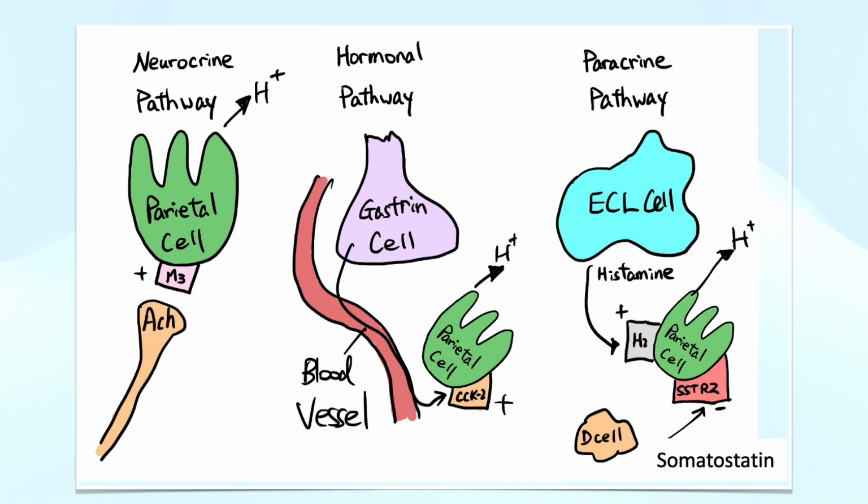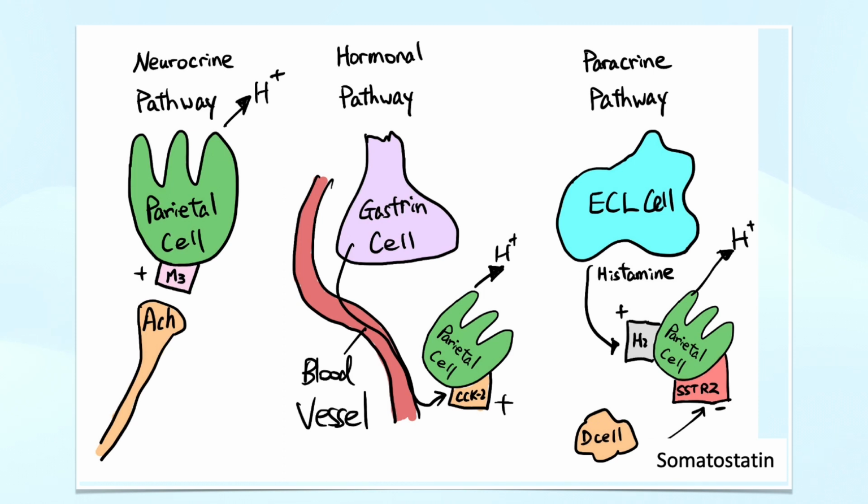In the neurocrine pathway, nerves in the stomach lining respond to various stimuli such as the sight and smell of food, leading to the release of acetylcholine. Acetylcholine then binds to M3 receptors on parietal cells, triggering the secretion of gastric acid.